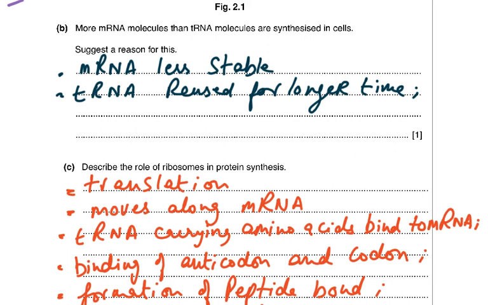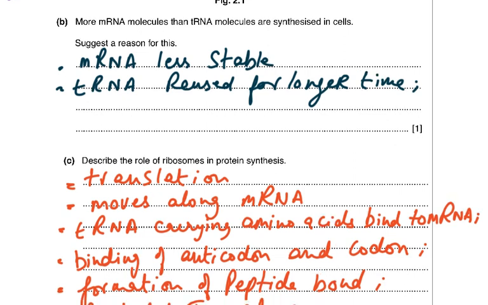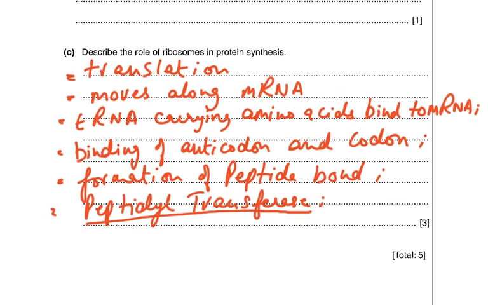They keep on bringing. If one tRNA has to bring amino acid number 5, it will bring amino acid number 5 for any protein being made by that cell. So it is used many times. That was a good question, I think.